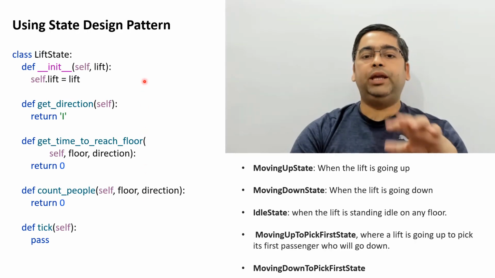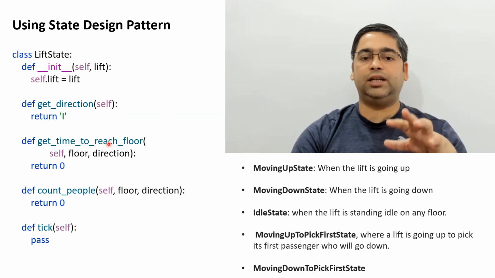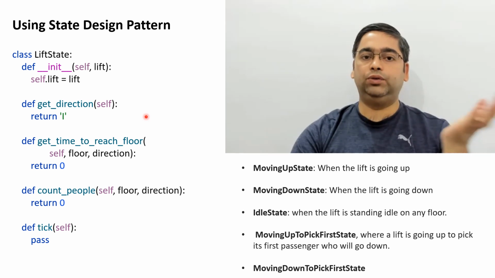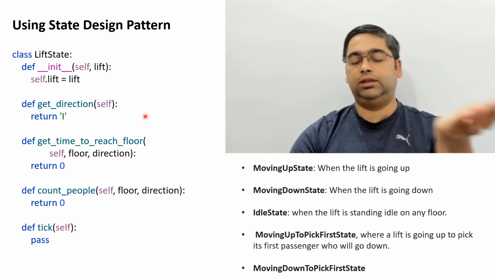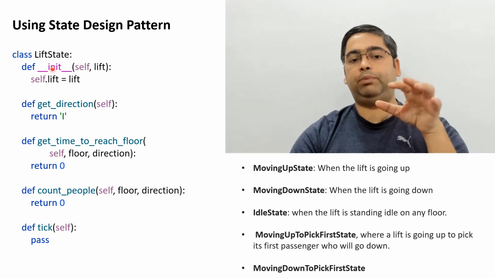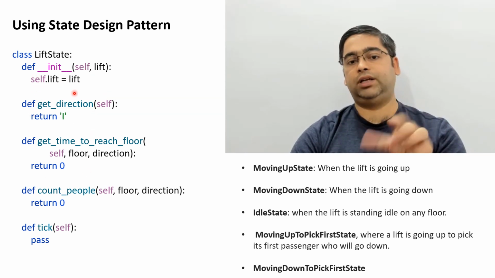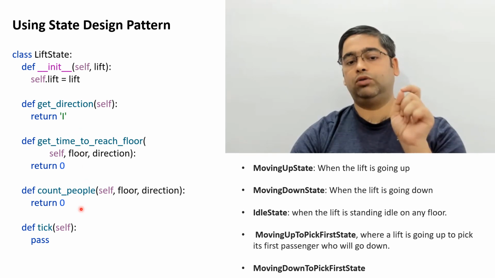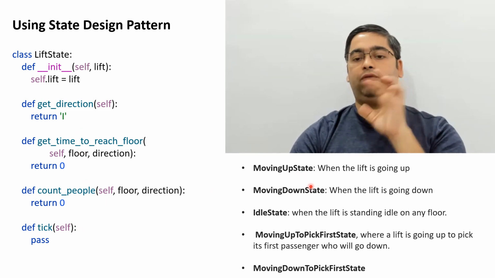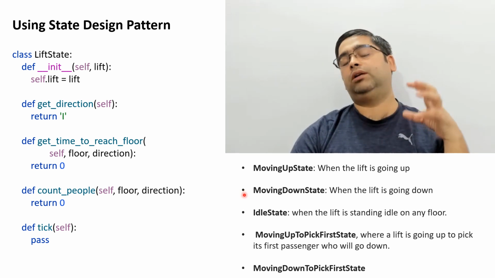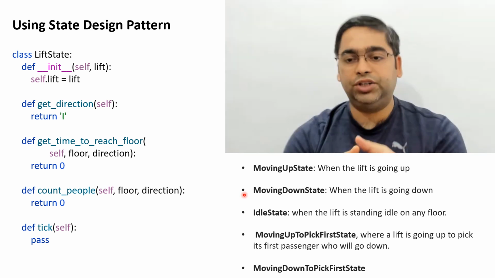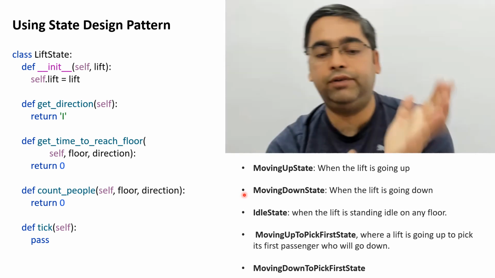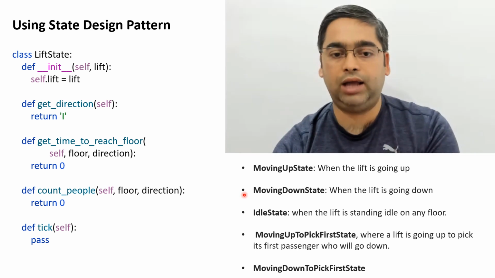Now we know that the behavior of some of the methods inside the lift class changes with the state of the lift. So we are going to use the state design pattern to solve this use case. This is the perfect use case for this design pattern. So what we have done is kept all those common methods inside the class LiftState: get direction, get time to reach floor, count people, and tick. Now there are 5 state classes. If you think about it, what are the states a lift can be in? There are 3 states. One is a moving up state when the lift is moving up, a moving down state, and an idle state.